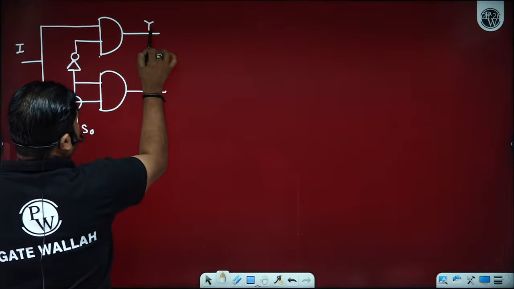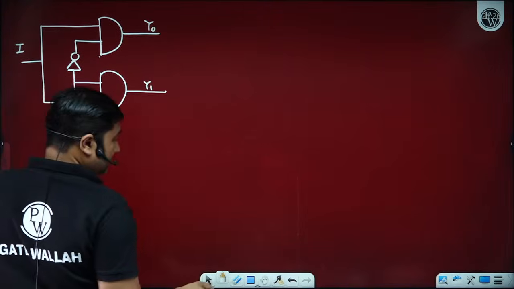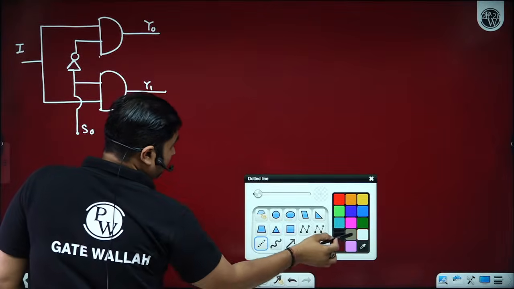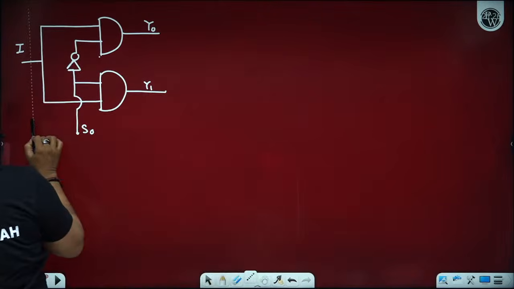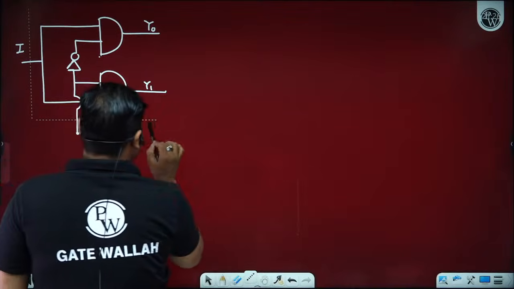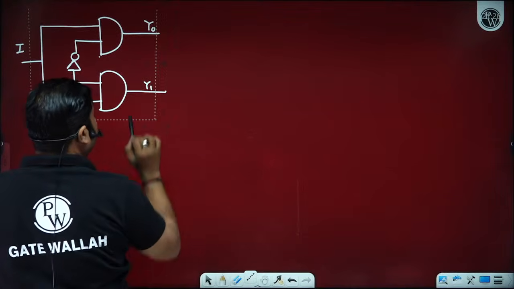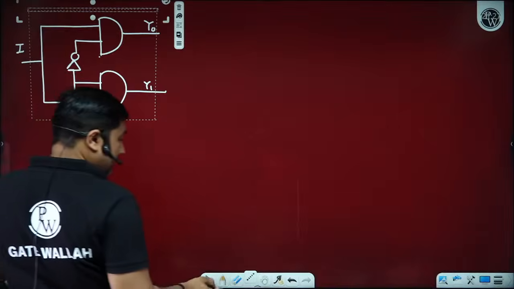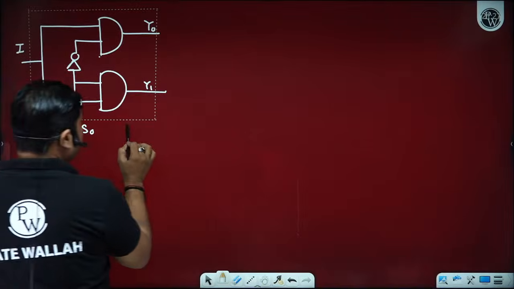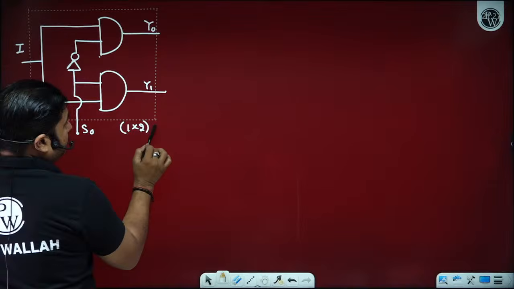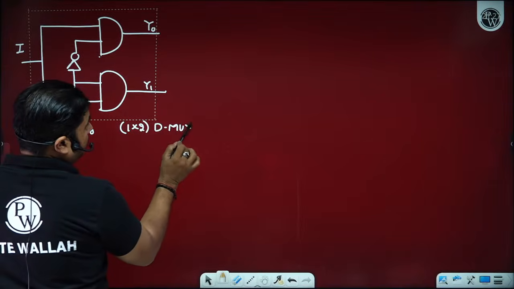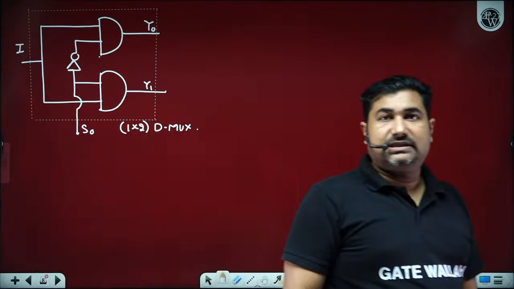So how many of you are able to understand the internal circuitry of a demultiplexer now? This is what we call a 1x2 demux. Is it okay, beta ji?